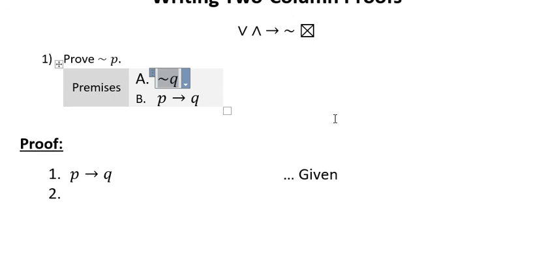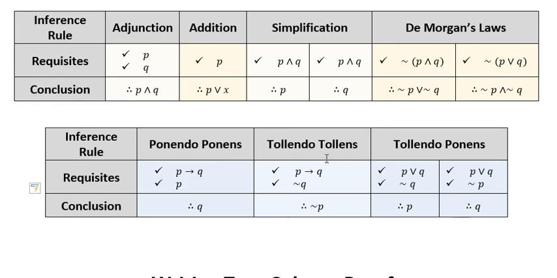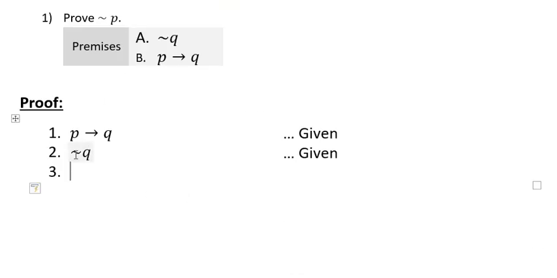So the first one is given. The second thing that I say is also given. They're gonna say, yes, this is given, I can see it on the premises. And if you notice, I have a conditional and the opposite of the second one. That will be tollendo tollens. If you have a conditional and the opposite of the second part, then you can copy the opposite of the first one. So I'm gonna conclude with the opposite of P.